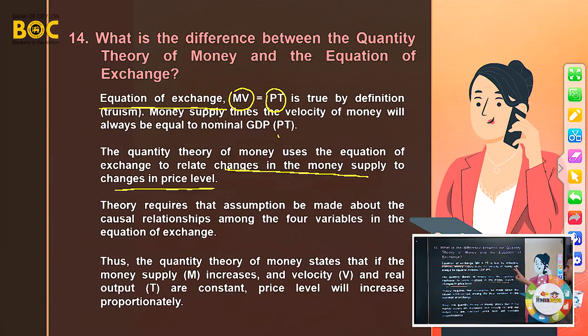So we briefly explain the equation of exchange first, and we briefly explain the quantity theory of money. Afterwards, we say that the quantity theory of money is developed based on some assumptions. And then we directly define the quantity theory of money. So we say there that when the money supply of the economy increases while the velocity of circulation of money and the real output are held constant, there will be a direct proportional increase in the general price level. So this is how we can differentiate these two.